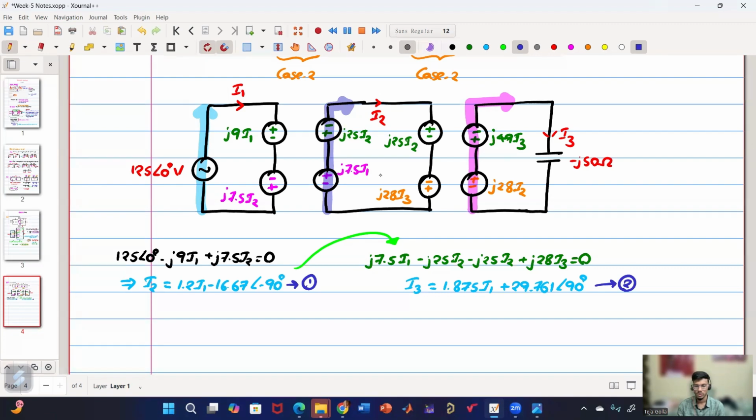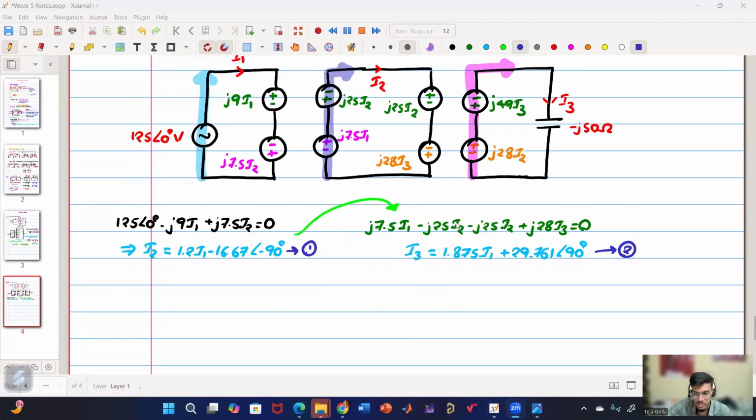Got it, sir. Got it? Okay. Who is this? Amit Singhal, sir. Okay, very good, Amit Singhal. So you are getting this expression, right?